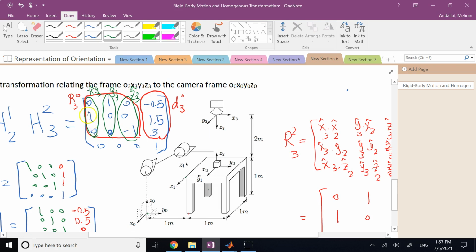1, 0, 1, 0, which means y0. So x3 and y0 should be the same direction, and you see they are. It says y3 should be the same as x0, and again, you see that they are. And it says z3 is negative of z0, and again, you see they are. Right? So you see, I perfectly described the orientation and the displacement of going from frame 0 to frame 3.